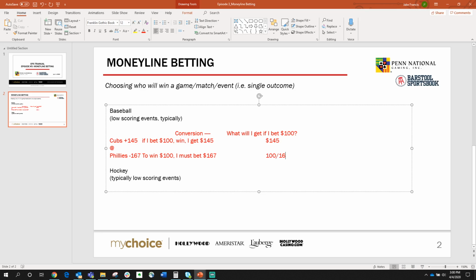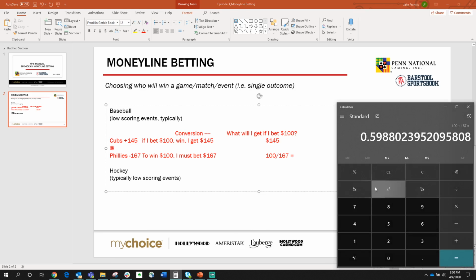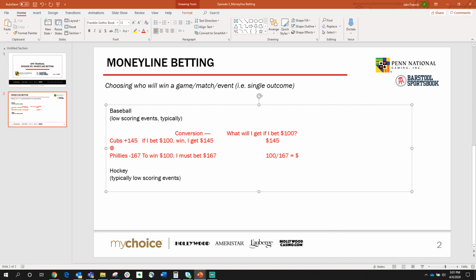Remember, 100 over 167, right? You're no longer betting 167. You're betting 100. So that comes out to $59.88. So here you will really stand to win $59.88. So in my humble opinion, this gives a better indication of where your chin is open as it relates to either winning or losing money. So here it's much more clear. Listen, if I bet $100 here and I win, I'll get 145. If I bet $100 here, I'll get 59.88.